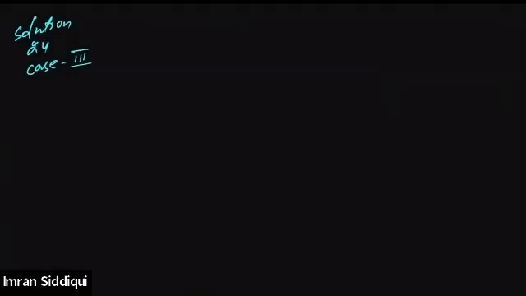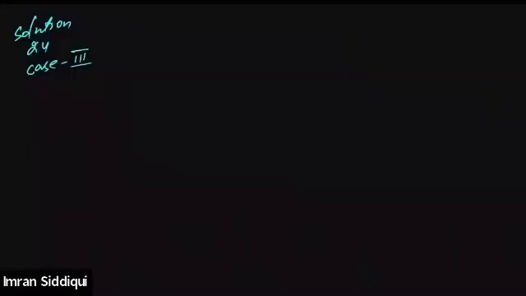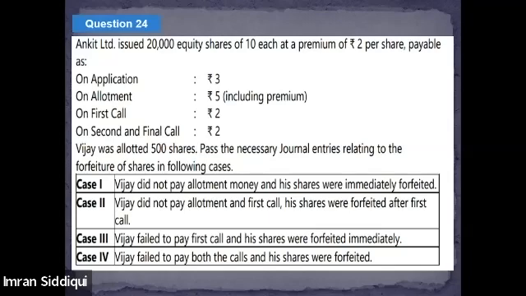Solution 24, case number 3. As per case number 3, since Vijay failed to pay the first call only, that means until the first call, the company has called up to pay the installment, right? So the journal entry for this will be share capital account debit, number of shares being forfeited, 500, into called up value. If the company has decided to forfeit a share after the non-payment of the first call, that means total called up value will be 3 plus 2 plus 2.